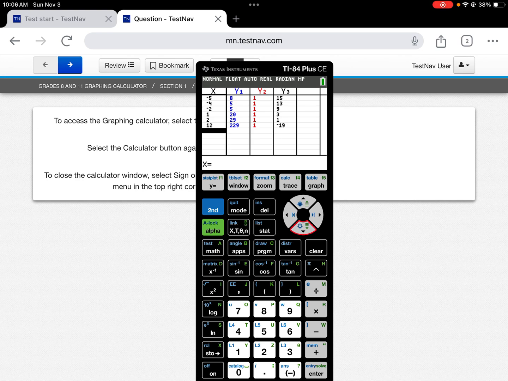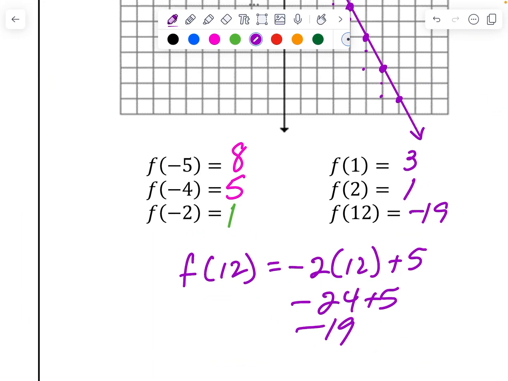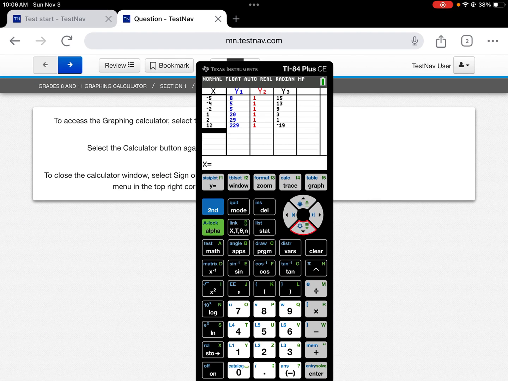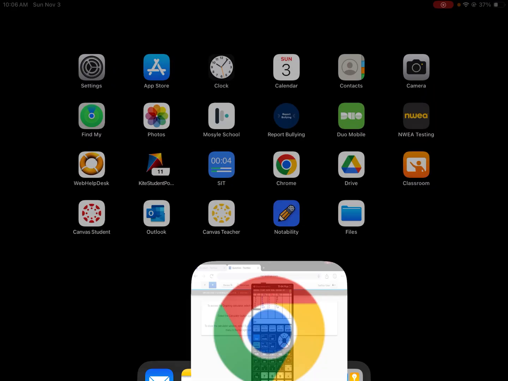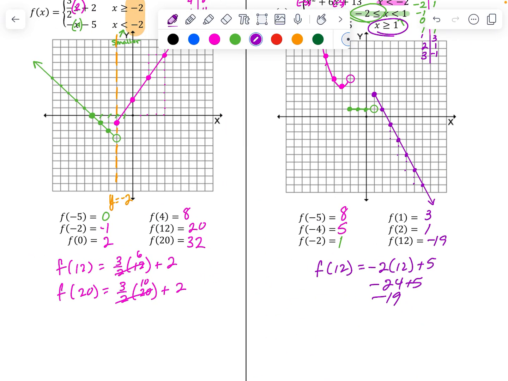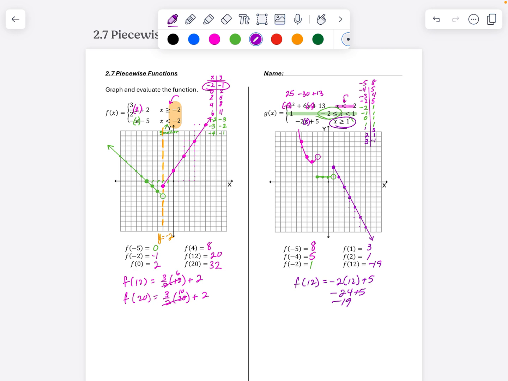And then I just need to make sure I'm in the right function. So for -5 and -4, I wanted 8 and 5, which if you'll notice, 8 and 5 are what I have. For -2, I wanted the middle function, which was 1. And for 1, 2, and 12, I wanted the last function, which is 3, 1, and -19, which is what I have over there. So that's how you do it by hand and by calculator.